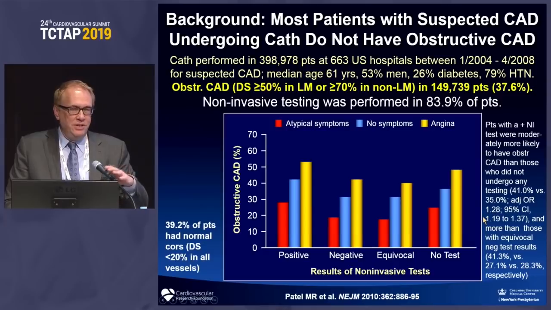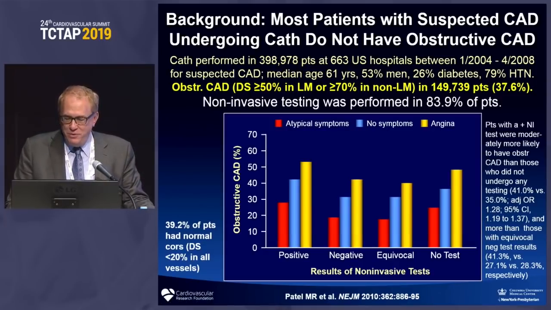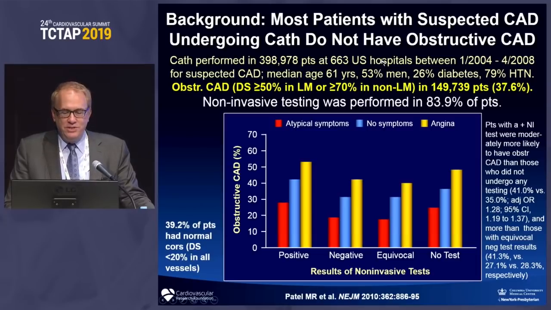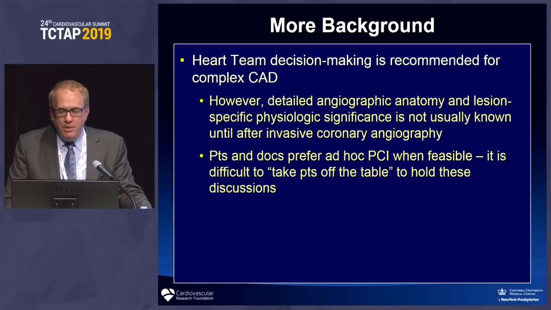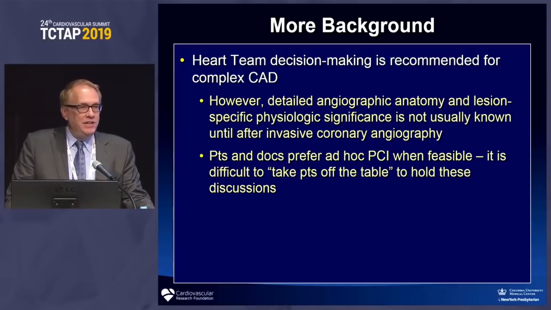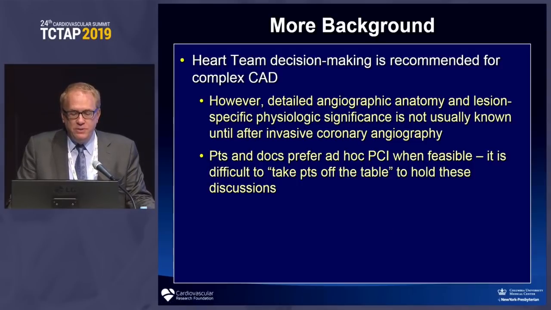So I can tell you as an interventional cardiologist, if I never do another normal cath in my life, it would be too soon. And of course, this increases expenses and there are some complications. In addition, there are other issues that we have. Heart team decision making is recommended for patients with complex coronary disease, but detailed angiographic anatomy and lesion-specific physiologic significance is not usually known until after invasive coronary angiography. And patients and docs, of course, would prefer ad hoc PCI when it's feasible.